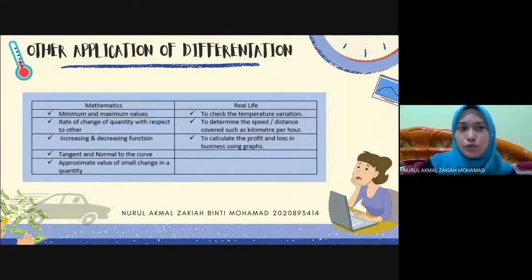Now I'm going to talk about the other applications of differentiation. So differentiation is used in mathematics and real life. For mathematics, we use differentiation to find the minimum and maximum values. Next, we use differentiation for rate of change of quantity with respect to another, increasing and decreasing function, tangent and normal to the curve, and lastly, approximate value of small change in a quantity. While in real life, we use differentiation to check the temperature variation, and to determine the speed or distance covered, such as kilometer per hour. And lastly, we use differentiation to calculate the profit and loss in business using graph.